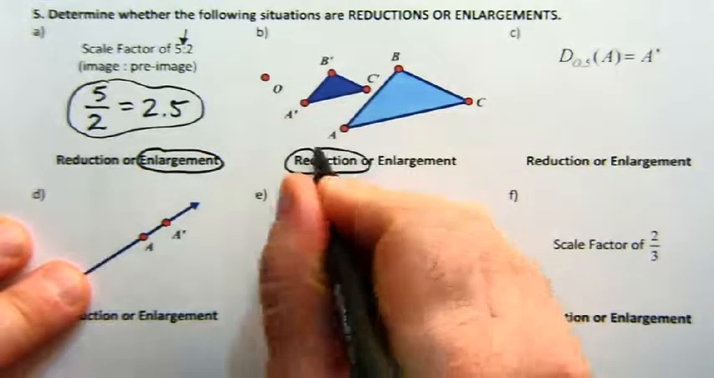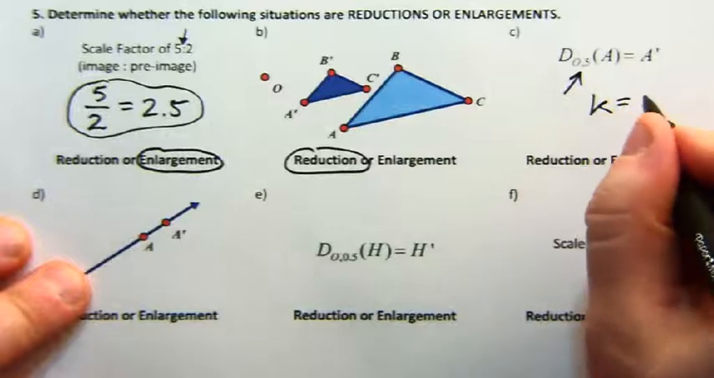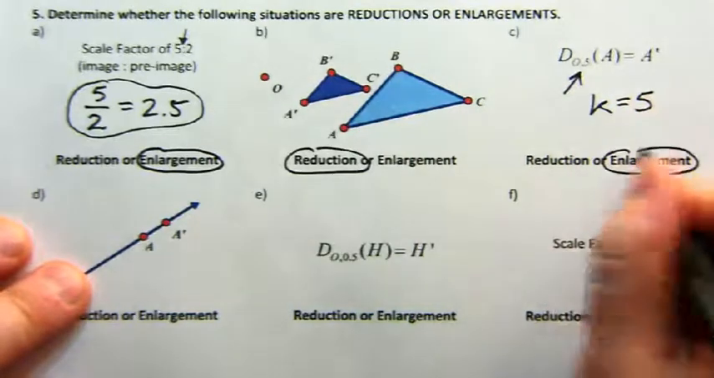In this one, we notice that we have a smaller image than we do pre-image, so it got reduced. Here we see the k value. Sometimes k is used as our scale factor, k equals 5, so that's an enlargement.